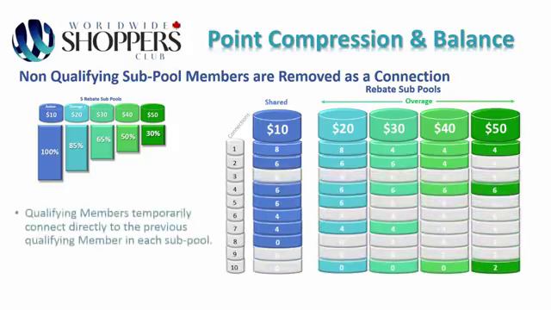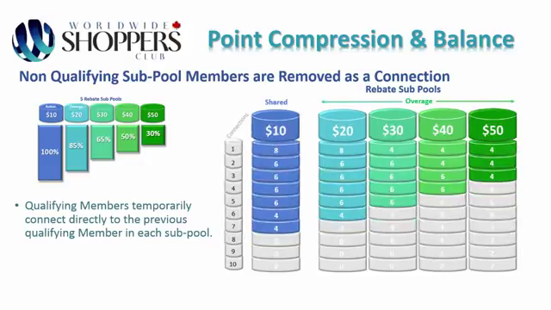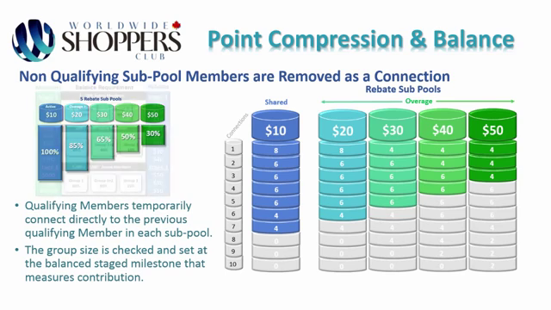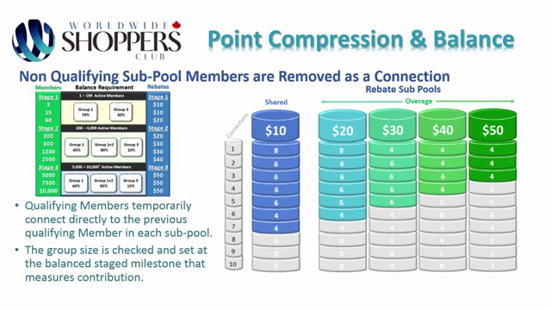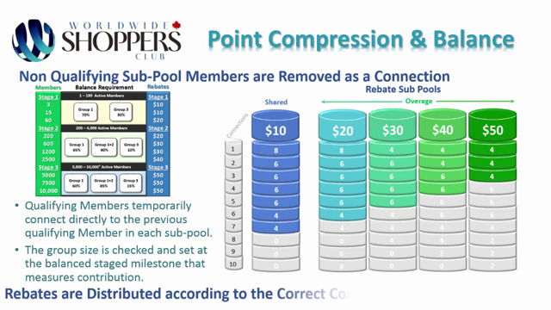That means that qualifying members temporarily connect directly to the previous qualifying member in each subpool. What we're doing here is compacting the connections. So as the group grows, you actually receive rebate points for many, many more connections than just 10. After that, the group size is checked and set at the balanced staged milestone that measures contribution. Now this was all covered in part 3 if you want to go back and review that. But basically, once we're all done with this, then rebates are distributed according to the correct, compressed, balanced milestone.